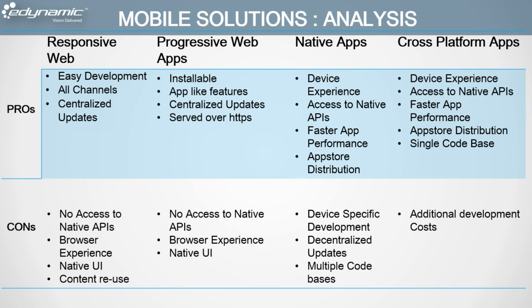So the major difference between these native apps and the cross platform apps would be, for native apps, you need a separate line of development for the Android platform, a separate line of development for the iOS platform, and a separate line of development for any other platform, whether it be BlackBerry or maybe Windows Phone.